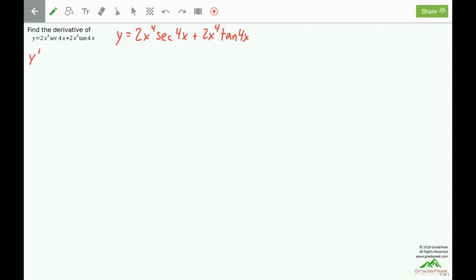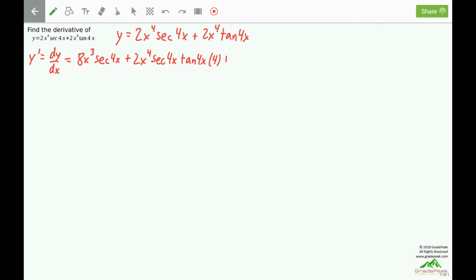The derivative y prime, or dy dx, will be the derivative of the first, power rule, bring the 4 down, multiply with the 2. That'll be 8. Subtract 1 from the power. Leave the second alone, and then add to it the first left alone times the derivative of the second. The derivative of secant 4x will be secant tangent, leave the inside alone, so secant 4x, tangent 4x, and then multiply by the derivative of the inside to complete the chain rule, so multiply with a 4. That's all the derivative of the first term.